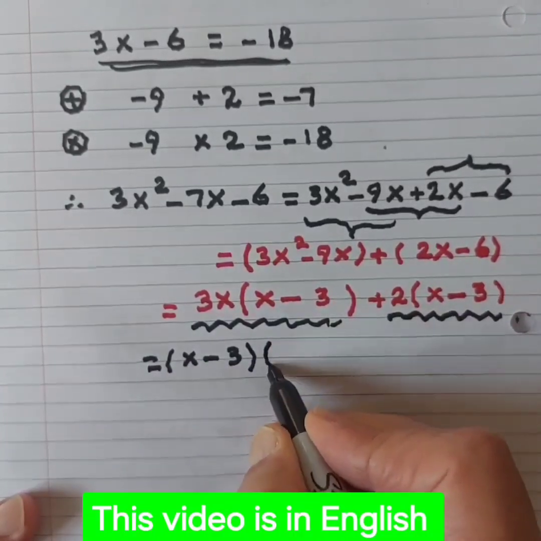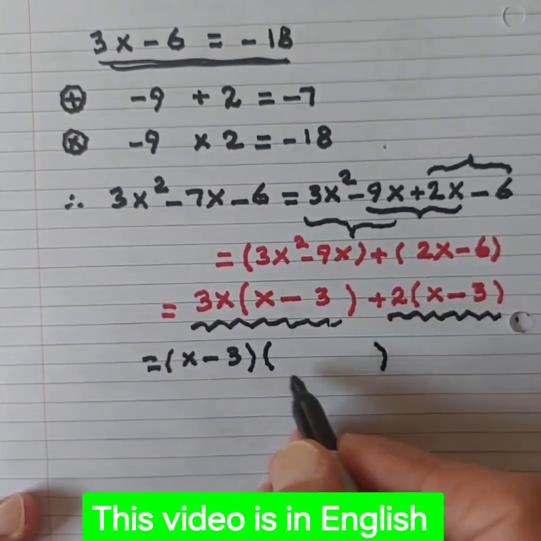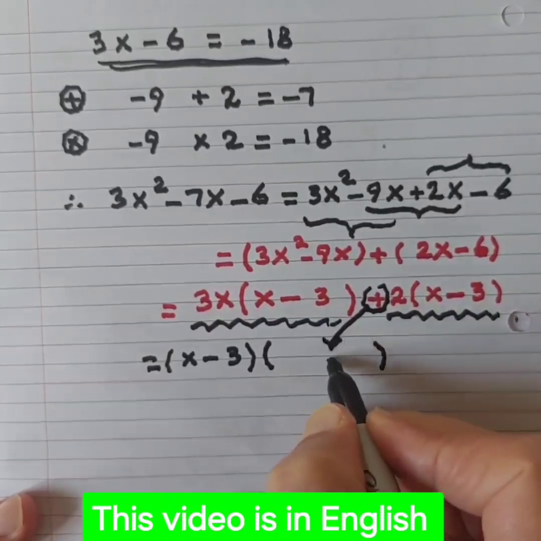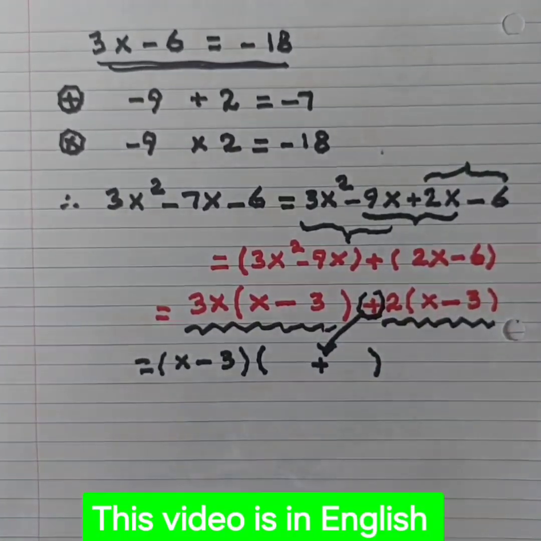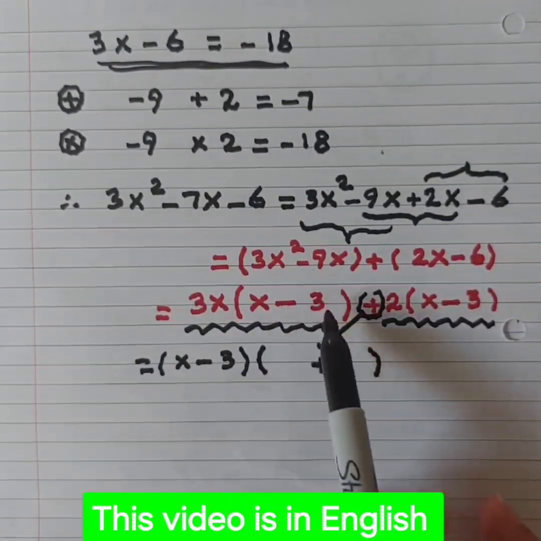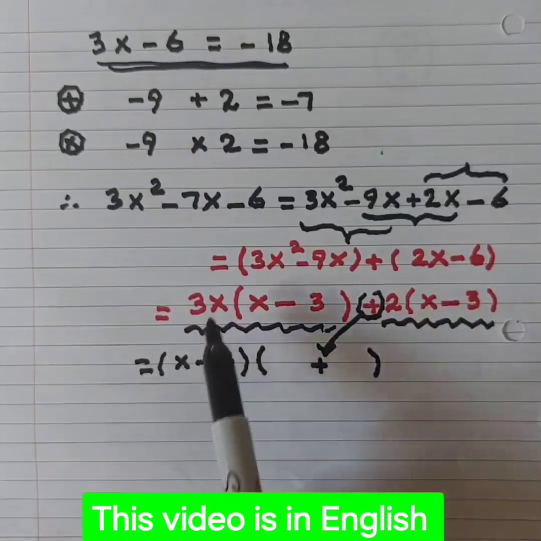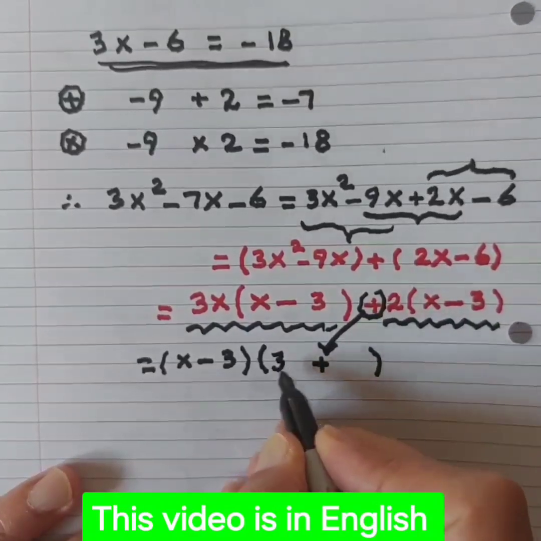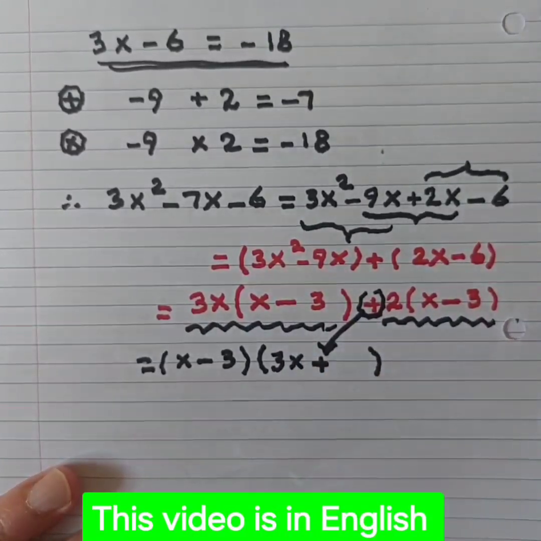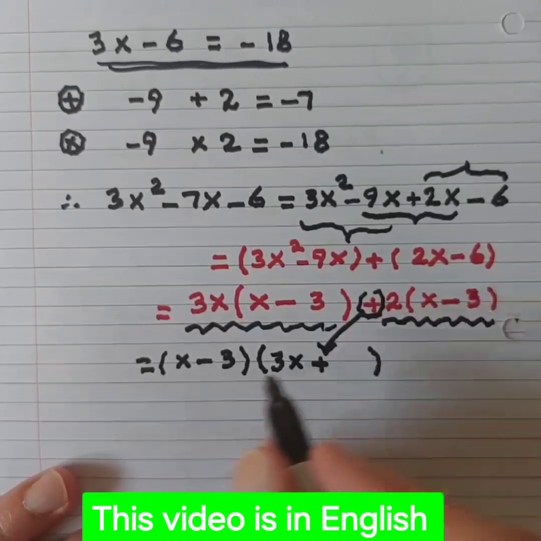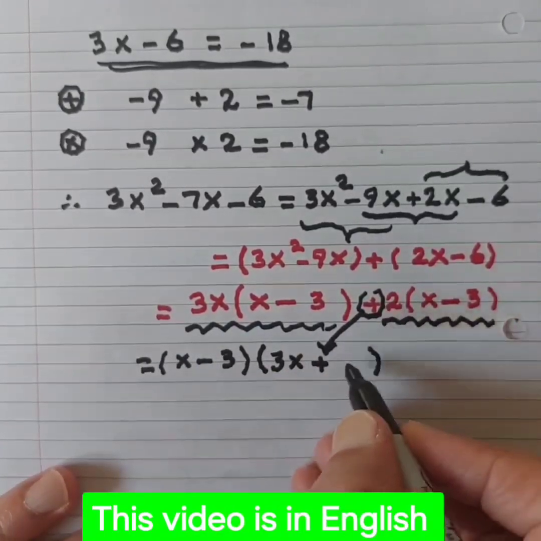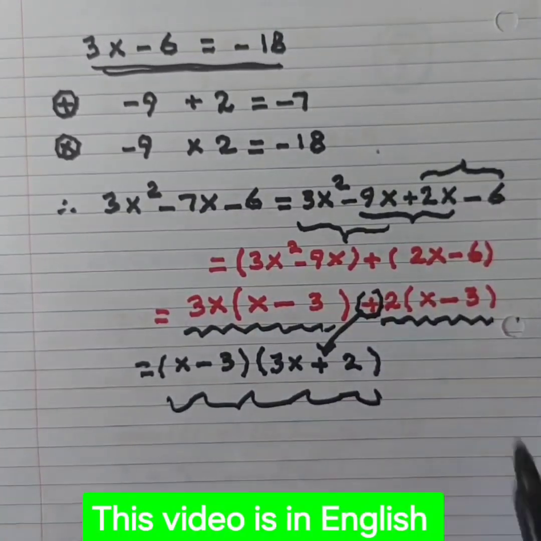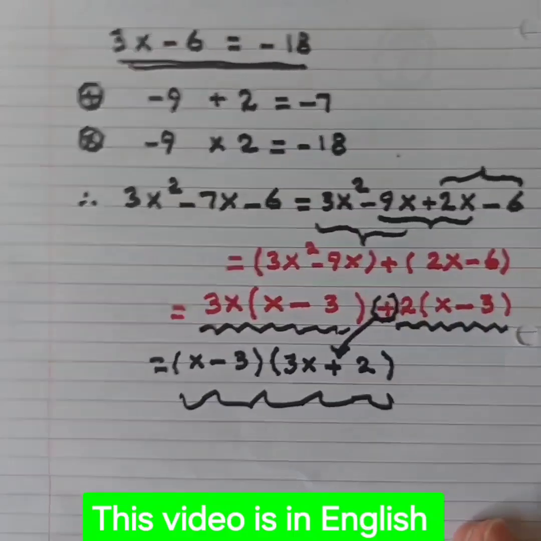And open new brackets. What do we write inside the brackets? This sign here will be written here. And when we take this as a common factor, the remainder is 3x. We write 3x here. Same when we take this as a common factor, 2 will be written here. So we finish the factoring. This is the factorization for the second expression.